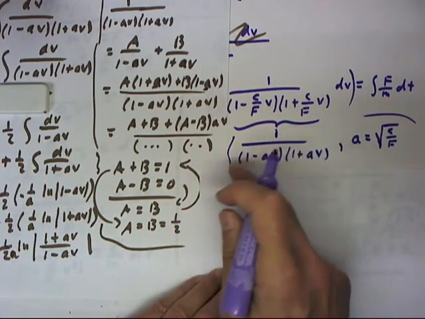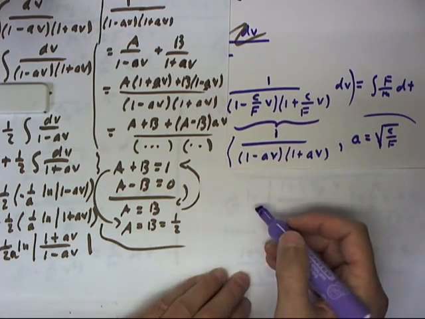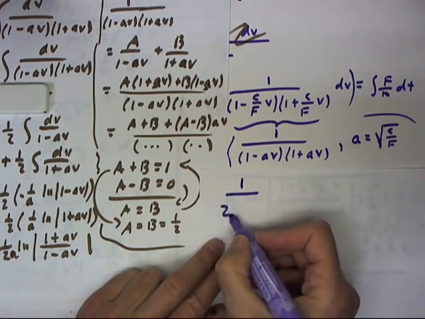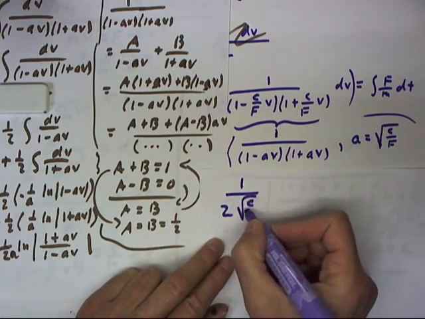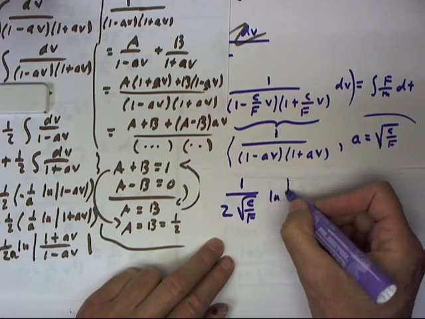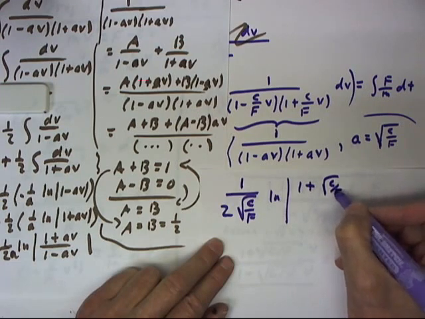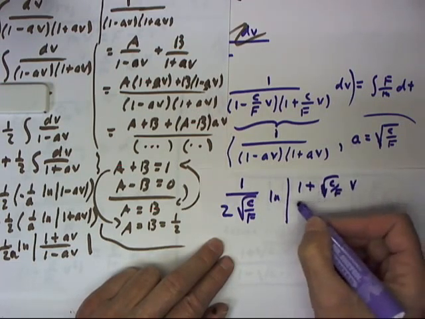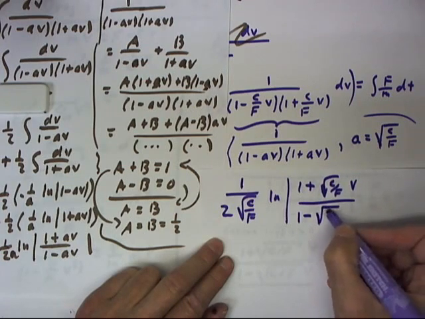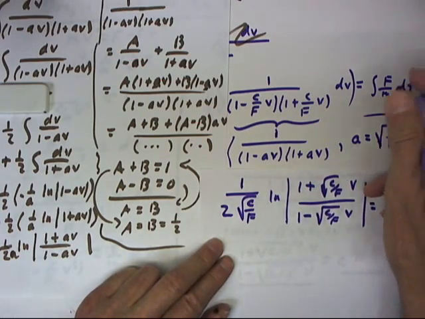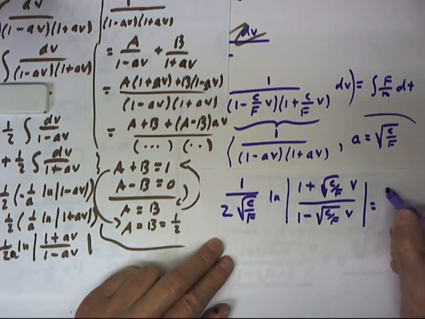So what I wrote down for the integral on the left-hand side should be 1 over 2a, and a was the square root of c over f, times the natural log of 1 plus square root of c over f times v divided by 1 minus the square root of c over f times v. And that was equal to the antiderivative of our right-hand side, which would have been f over m t plus c1.